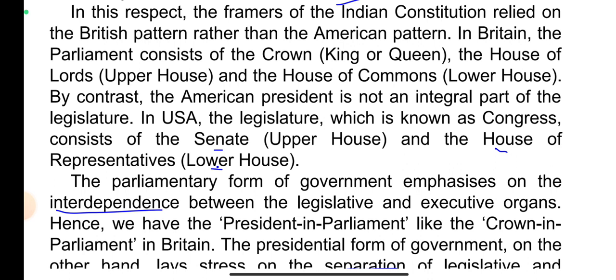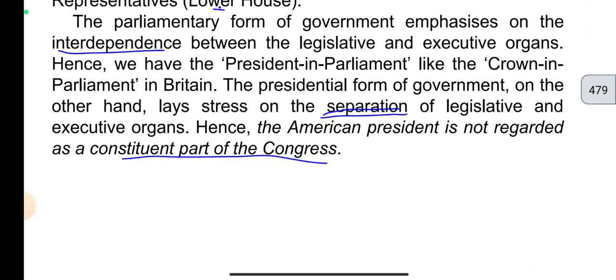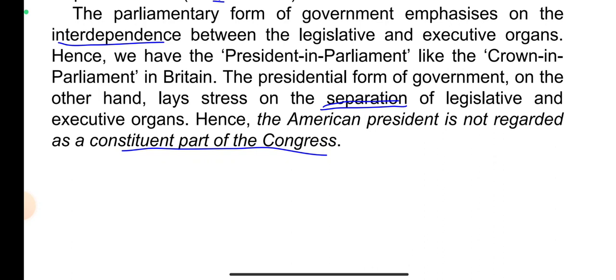In Britain, the Parliament consists of the Crown, King or Queen, the House of Lords, Upper House, and the House of Commons, Lower House. By contrast, the American President is not an integral part of the legislature. In USA, the legislature, which is known as Congress, consists of the Senate, Upper House, and House of Representatives, Lower House.